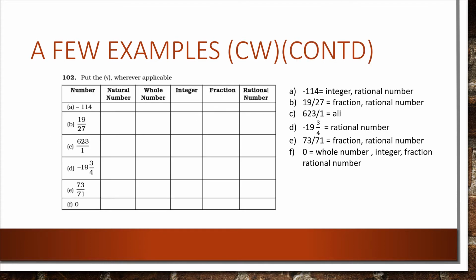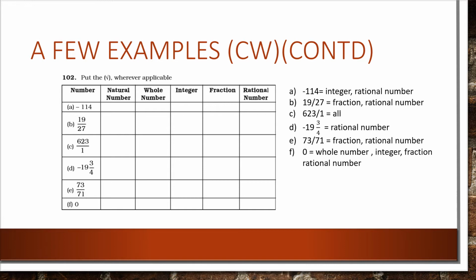Question number 102. It says put a tick mark wherever applicable. Now we have a grid, a table over here where a few numbers are given on the extreme left hand side and the options are there. Now the options are like whether a given number is a natural number or a whole number or an integer or a fraction or a rational number. Now it may be that you have to give tick marks in more than one box. It can be. So let's see one by one.